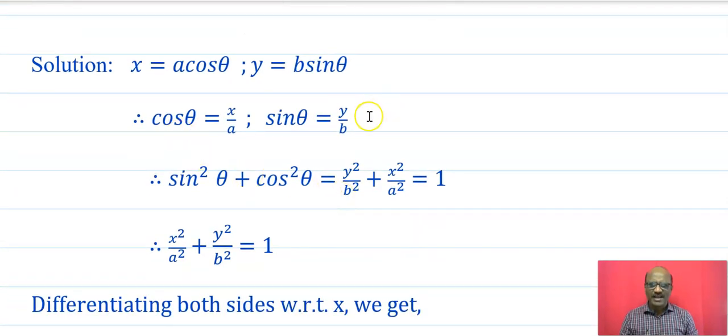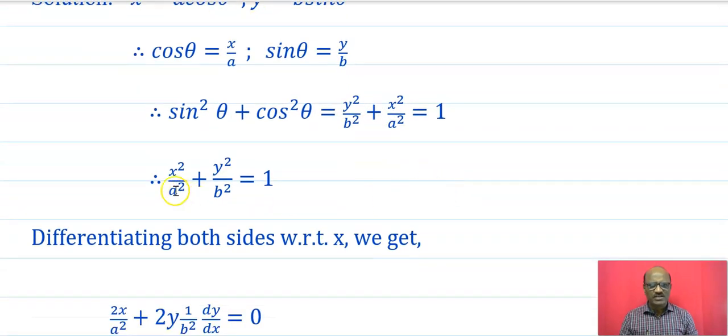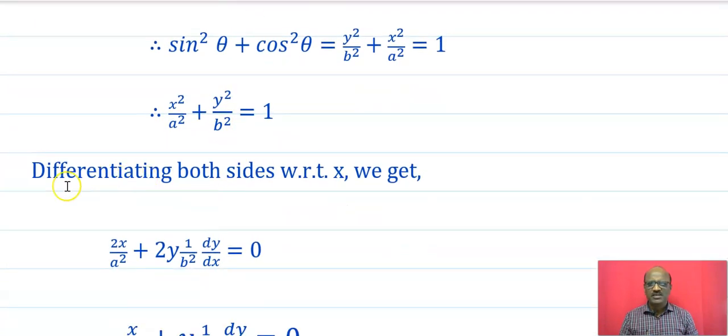If you square and add it, then you will get sin square theta plus cos square theta, that is equals to y square upon b square plus x square upon a square, that is equals to 1. x square upon a square plus y square upon b square is equals to 1. This is the equation of the ellipse.